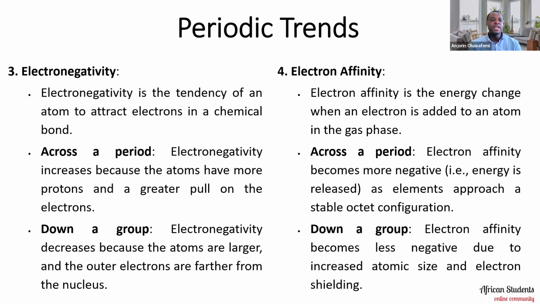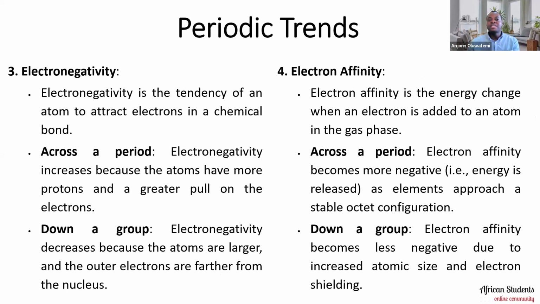So we look at electronegativity too. Electronegativity is the tendency of an atom to attract electrons in a chemical bond. Across a period, electronegativity increases because the atom has more protons and a greater pull on the electrons. Down a group, electronegativity decreases because the atoms are larger and the outer electrons are further from the nucleus.